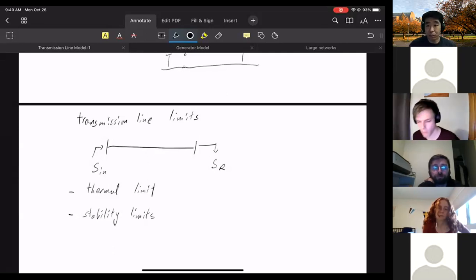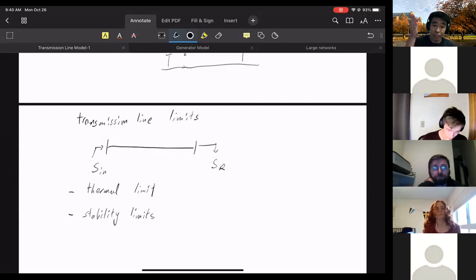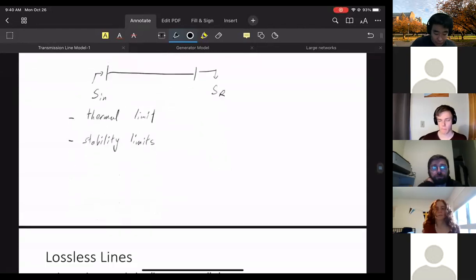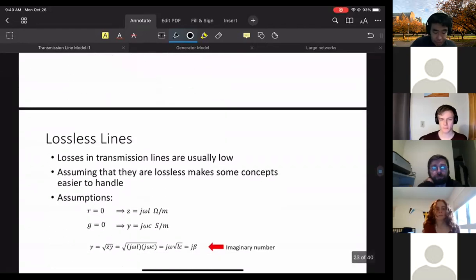If you think about power transfer, for example, most of the power in the West Coast flows from BC through Washington, Oregon to California. If you look at this power flow, this is normally limited by stability and not thermal limits. It's limited actually by the dynamics of the power flow equations, not so much the thermal property of the lines. So to analyze this, we'll assume a lossless line.